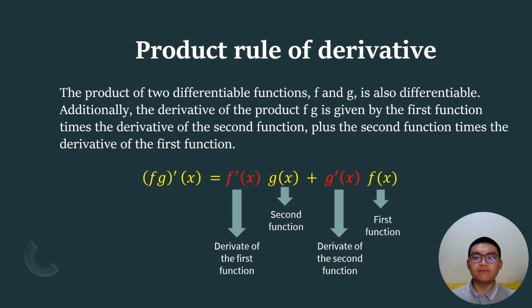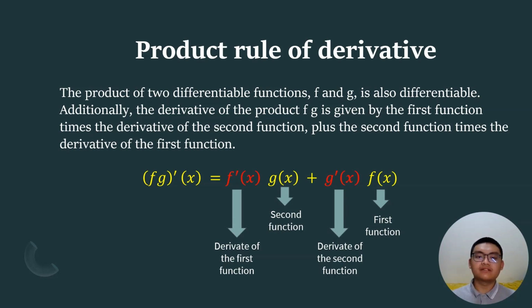Now, let's break it down. First, take the derivative of the first function, f of x, and multiply it by the second function, g of x. Second, take the derivative of the second function, g of x, and multiply it by the first function, f of x. So the formula is the derivative of f of x times g of x plus the derivative of g of x times f of x.